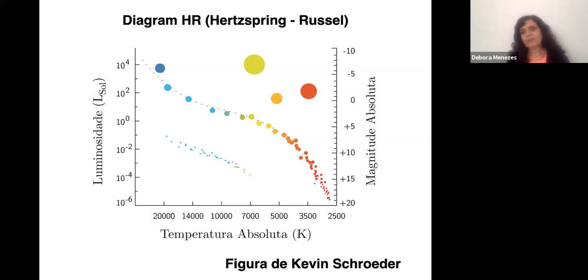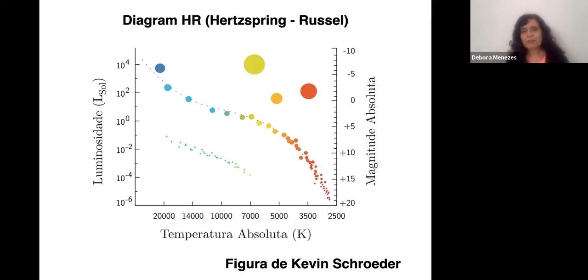Then if you look at these red dots along this middle line, they are related to the stars that are not as massive and with lower luminosities and lower temperatures. Along this line, these stars are following what is called the main sequence. So that's where the stars spend the longer time in their lives.